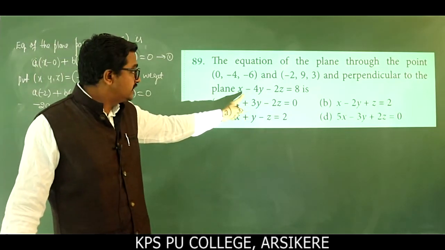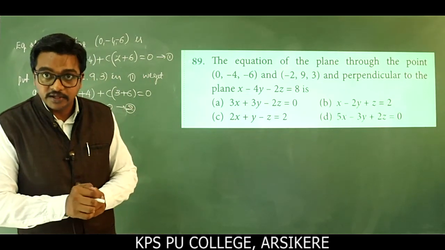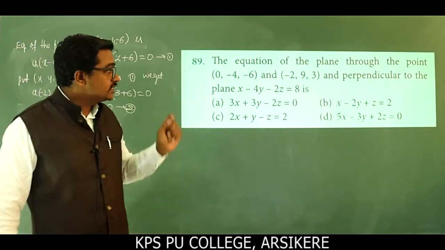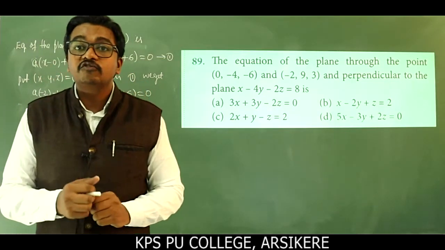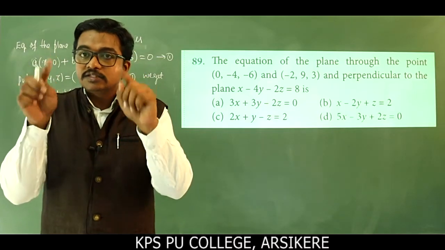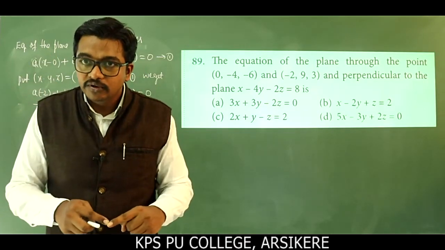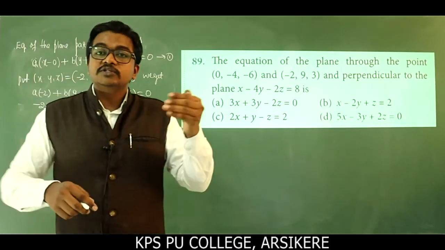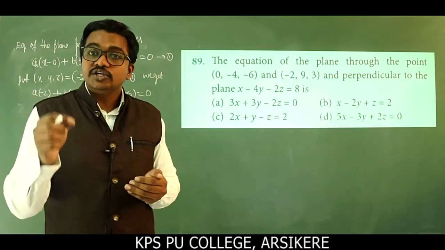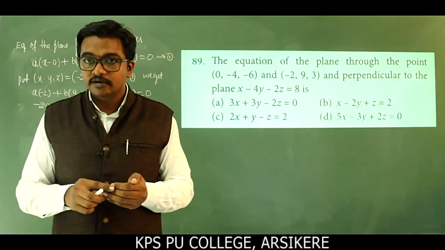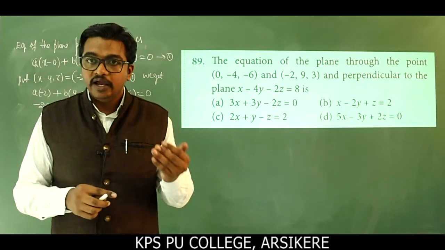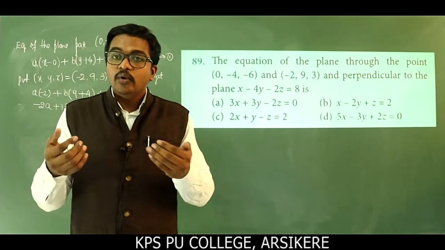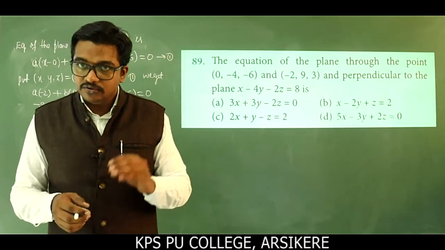And also what is given here, the required plane is perpendicular to the given plane x minus 4y minus 2z is equal to 8. Once they are perpendicular, remember the condition for perpendicularity of two planes. It means the corresponding normal vectors are also perpendicular to each other, or else vector n1 dot n2 is equal to 0. Suppose a1, b1, c1 are the direction ratios of the normal to the first plane, and a2, b2, c2 are the direction ratios of the normal to the second plane. Hence a1 a2 plus b1 b2 plus c1 c2 is equal to 0. That is the condition.